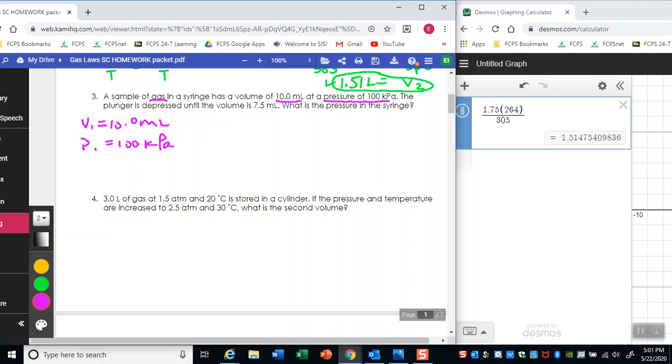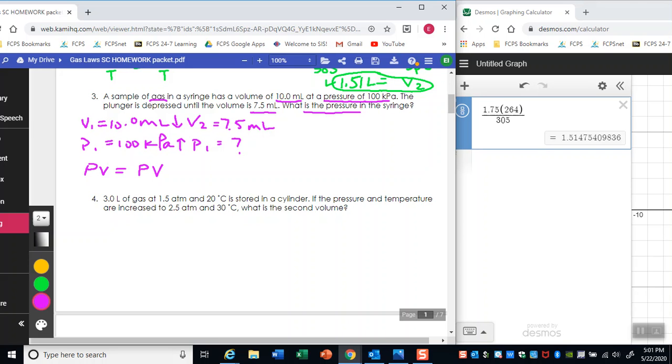All right. And the plunger is depressed, so we push in until the volume is 7.5. So my new volume is 7.5 milliliters. What is the pressure going to be? So what's my new pressure? All right, so volume and pressure. Well, we know Boyle's law says pressure times volume equals pressure times volume. All right, they're inversely related. If my volume is going down, my pressure is going to go up.